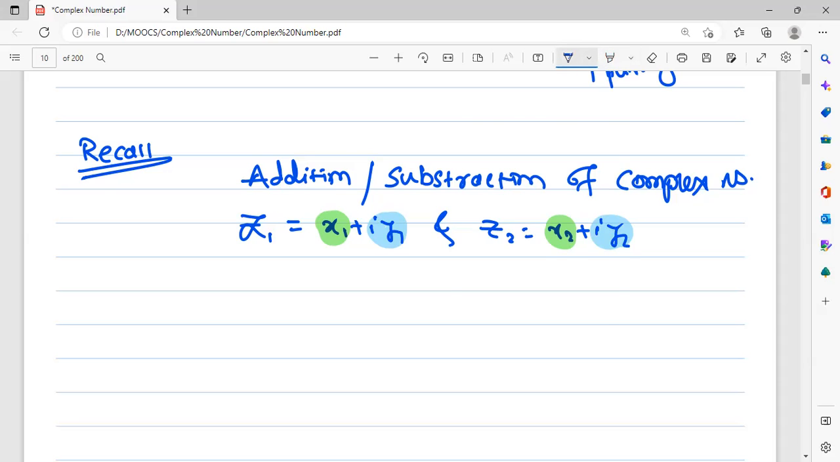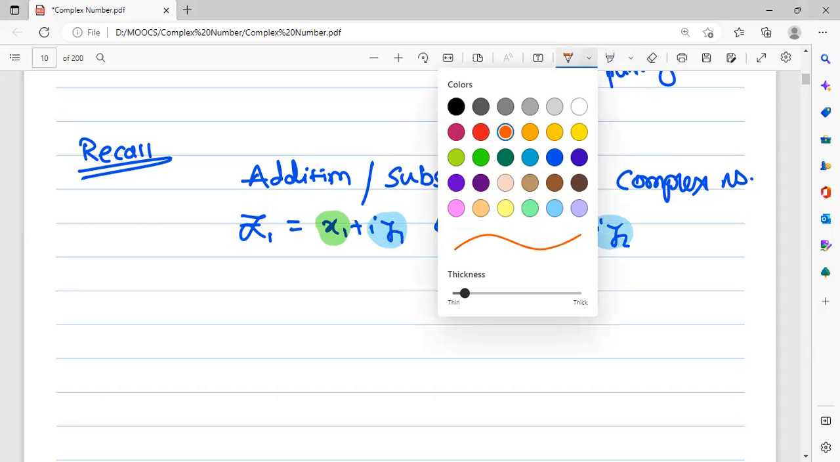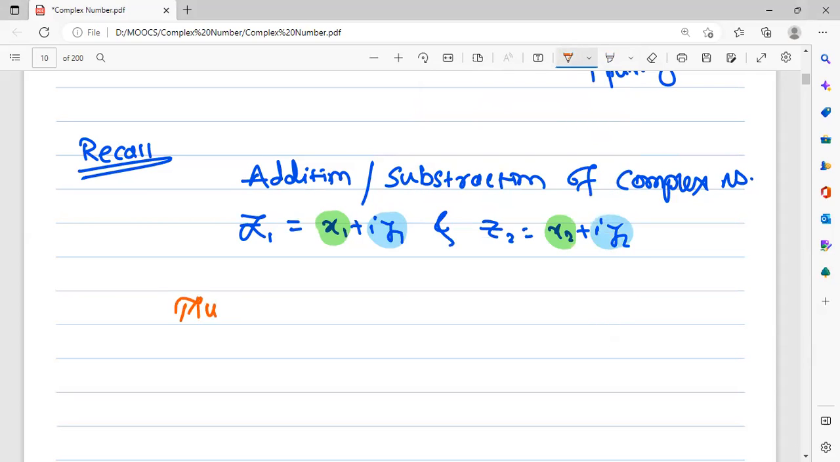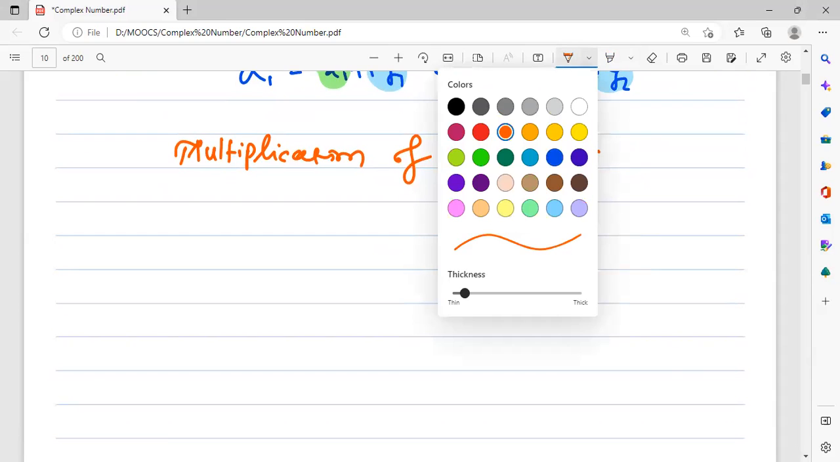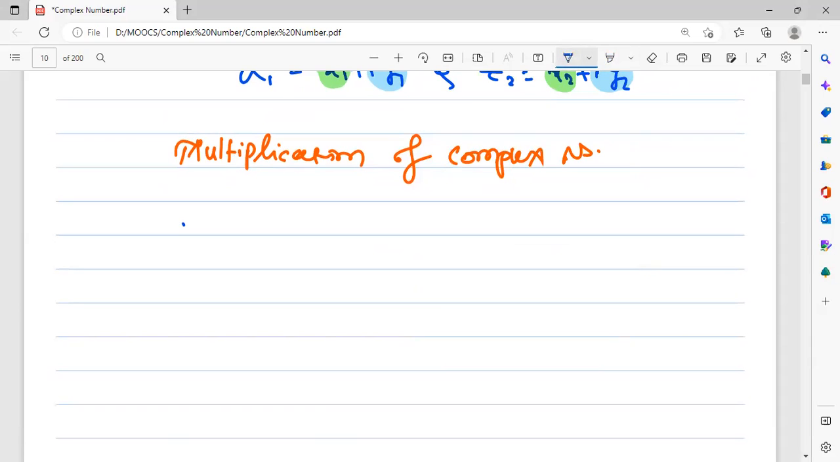Now we'll proceed ahead. Multiplication of complex numbers. For this multiplication of complex numbers, we need a prerequisite. For that, I will write here the multiplication of i with itself, that is, the powers of i. I will find the multiplication of i with itself.